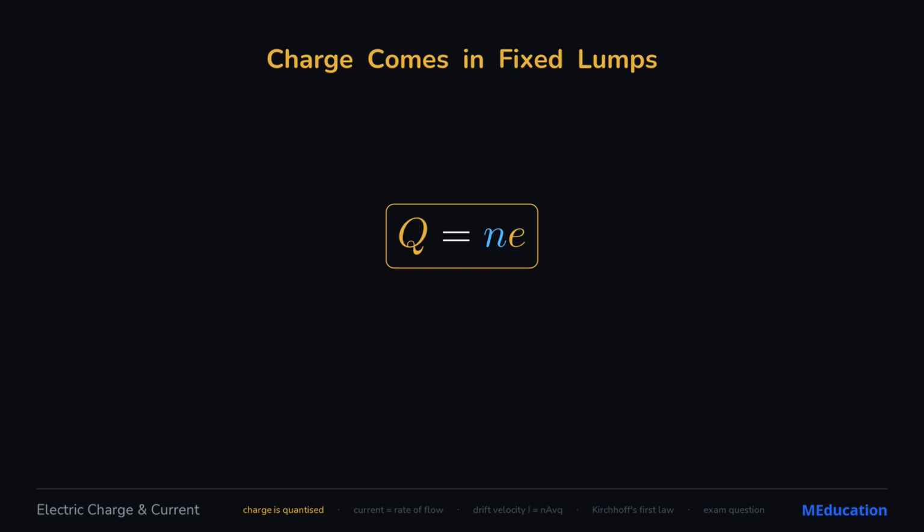Q equals n times e, where n is a plain counting number. The mark scheme wants those exact words: charge exists only in integer multiples of e.